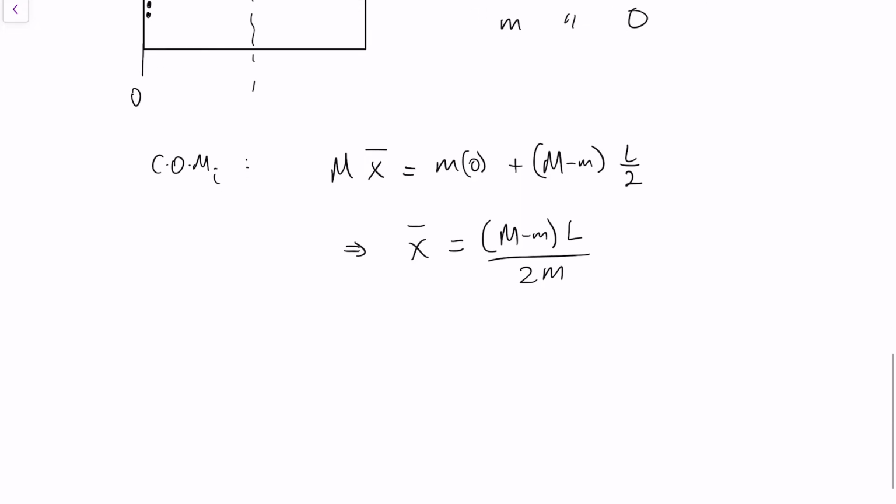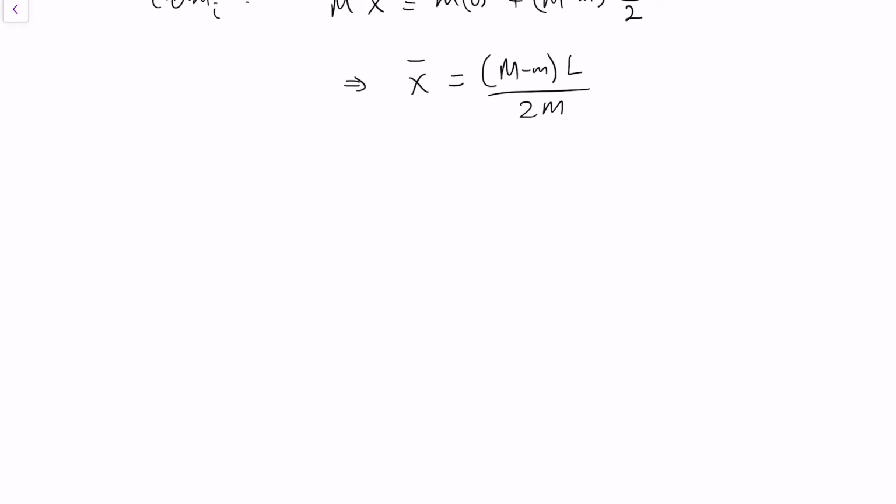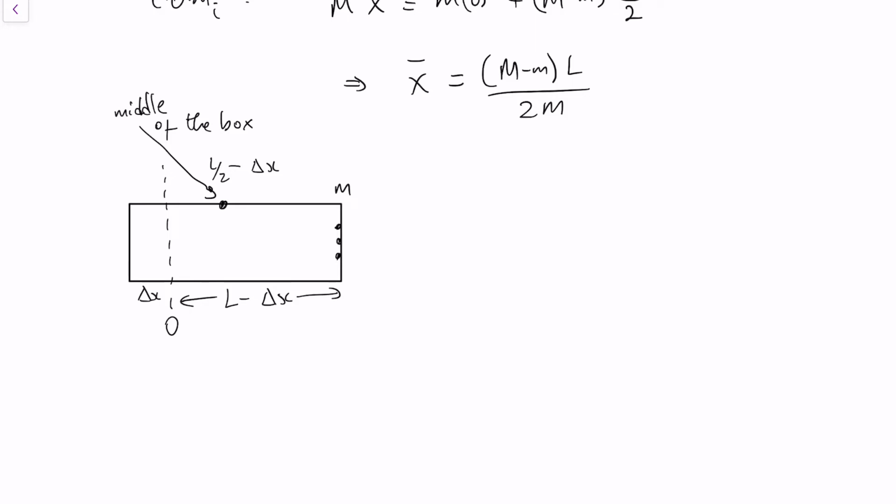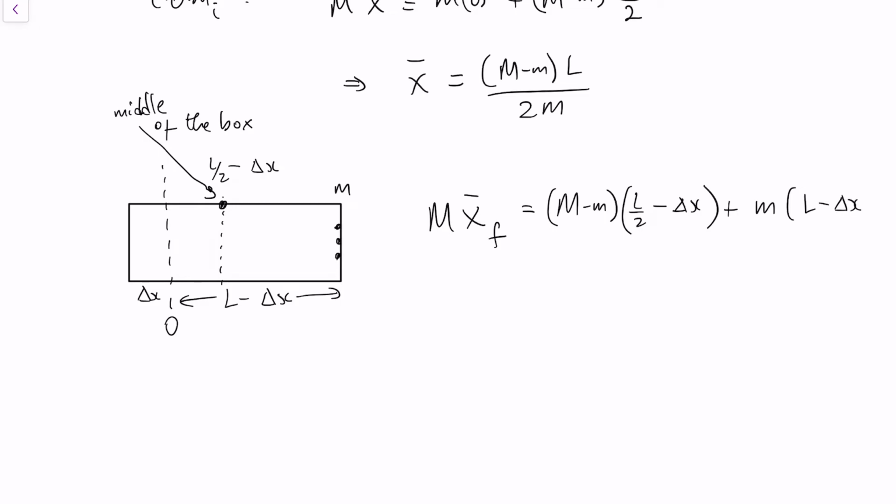Now, if you look at the final picture, in other words, when the photons reach the other side, okay? So what we have here now, the photons are here on the other side of the box, and the box has recoiled by delta x, so the remaining distance is L minus delta x. So if we do position, center of mass, I'm going to call it F for final, well, that would be, if you simply think about taking the moment, we're going to have M minus m times (L over 2 minus delta x) plus m times (L minus delta x), right?